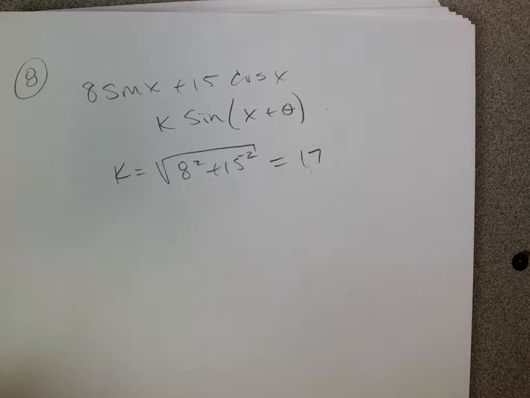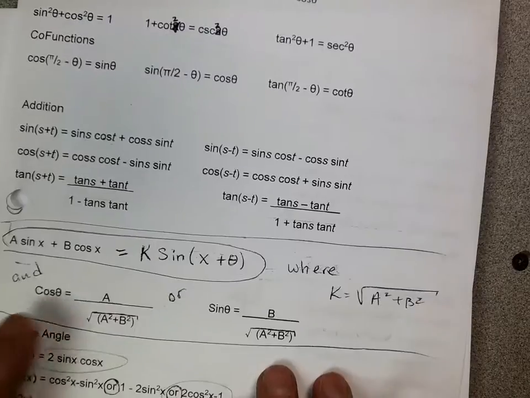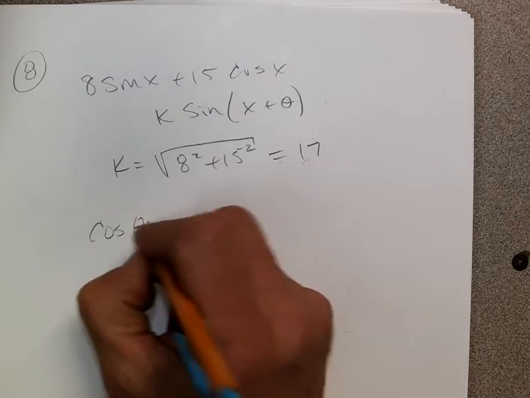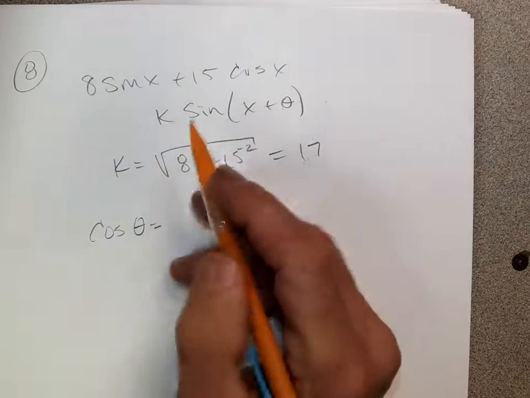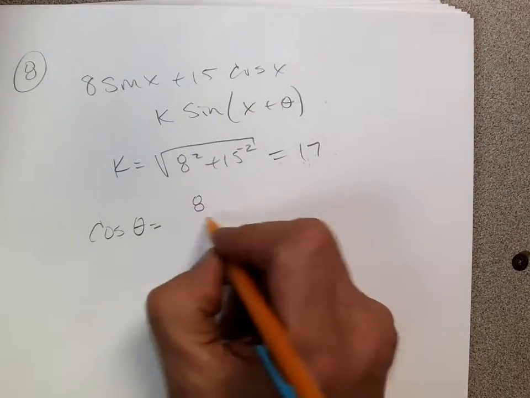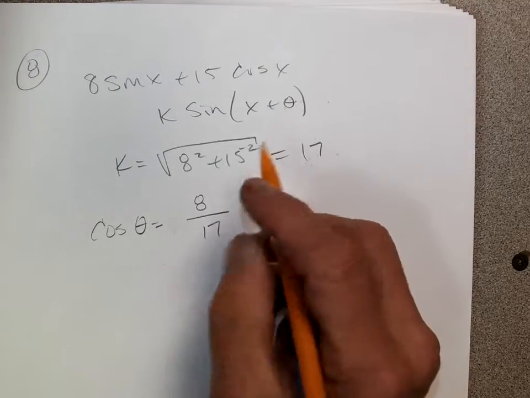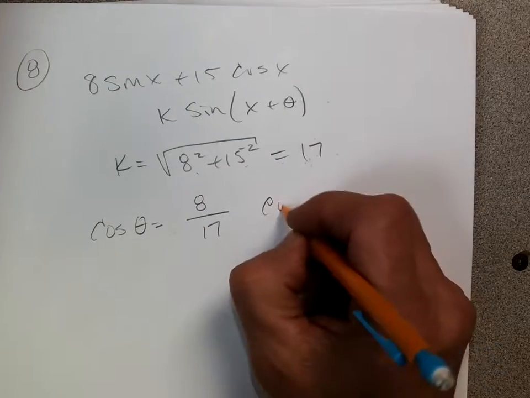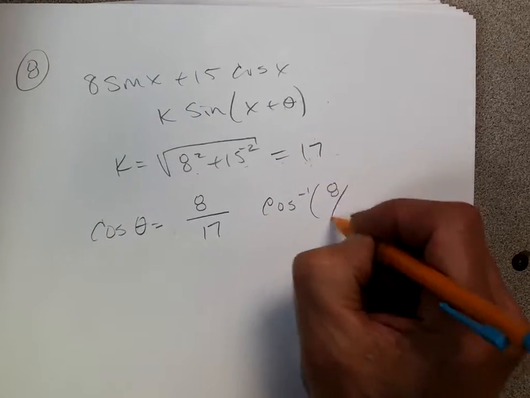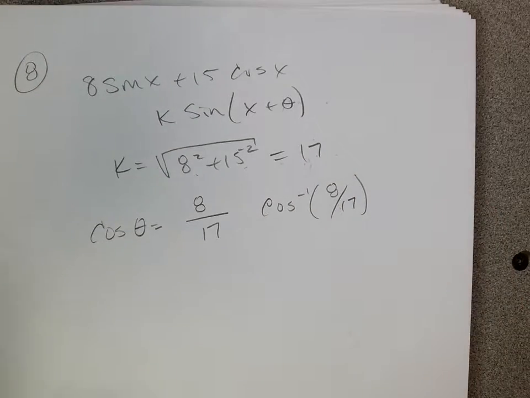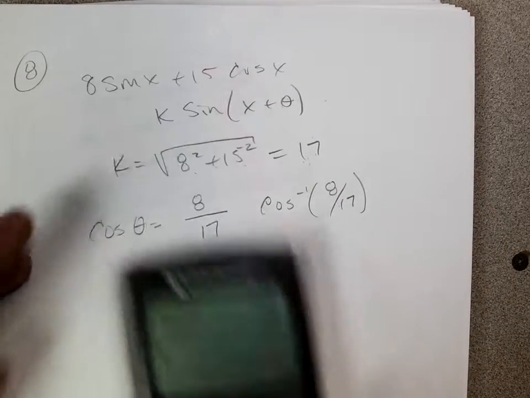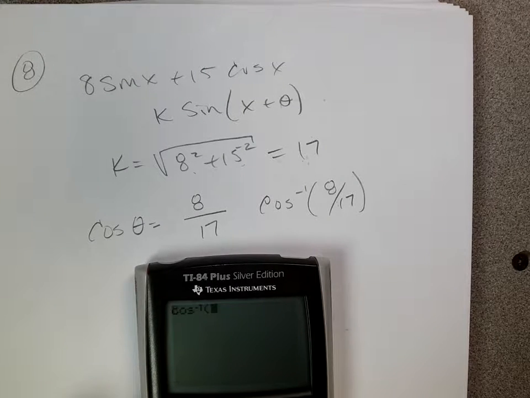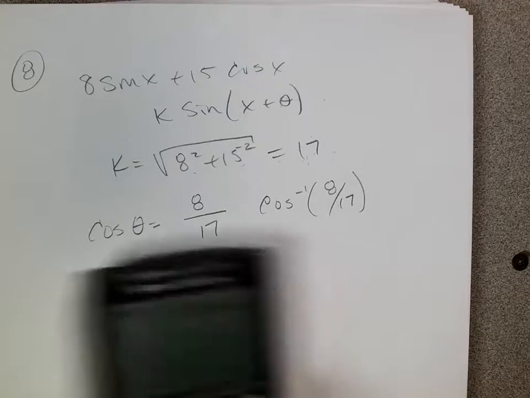Let's find theta. I've got two choices. I could either use the cosine of it or the sine of it. May as well just use the cosine. So cosine of theta is equal to a, which is 8, over 17, because that is the square root of 8 squared plus 15 squared. So I'll go cosine inverse of 8/17ths, degree mode. Clear. Cosine inverse of 8 divided by 17, and I get about 61.9.